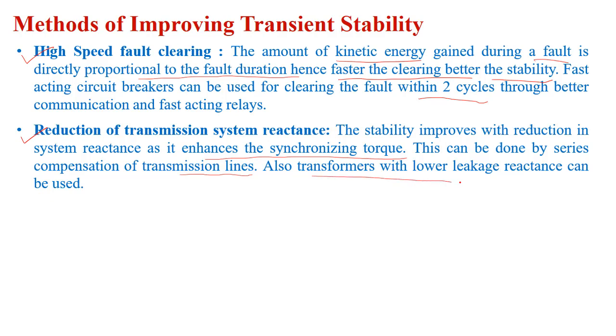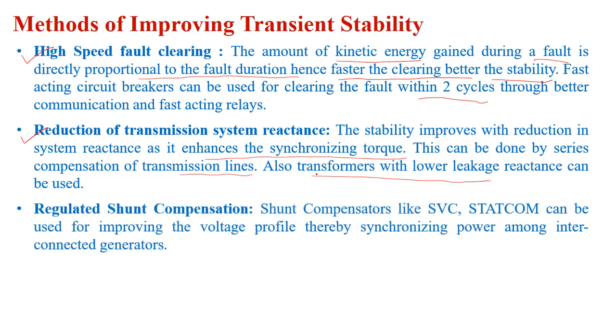Also, transformers with lower leakage reactance can be used in order to improve the transient stability by reducing the transmission system reactance. Next, regulated shunt compensation.